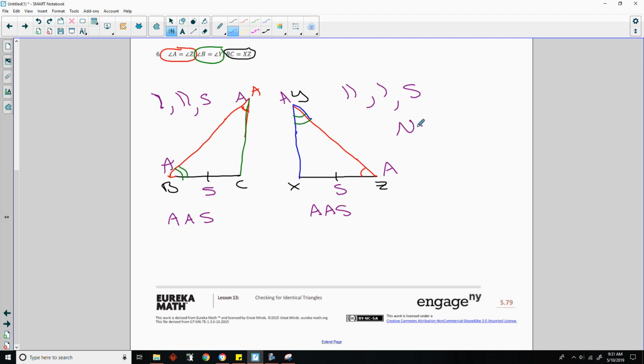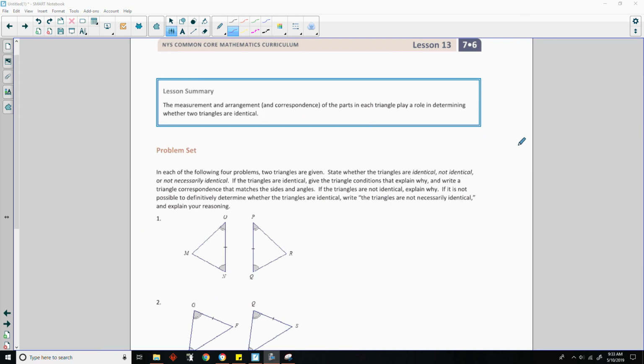So this one I would say not necessarily identical. Not necessarily identical triangles. Okay, and I explained why. They're both angle, angle, side, but the markers don't agree. Not the same order. Okay, that is the end of lesson 13. Review the lesson summary and go do your problem set.